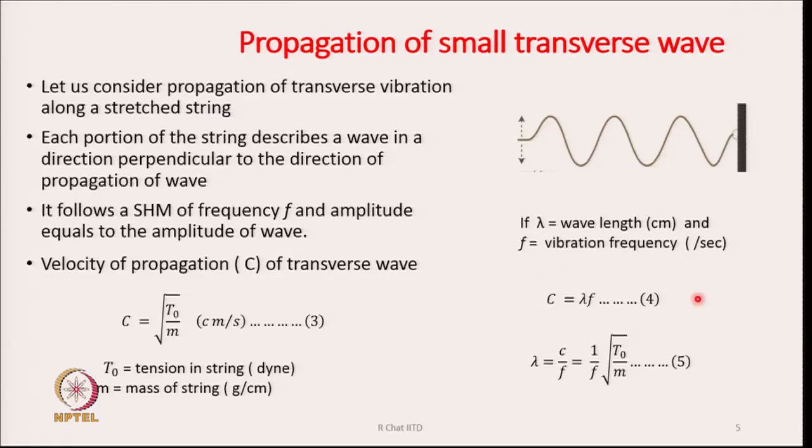Now, for a typical wave, the velocity of propagation of the wave is also written as c equals lambda into f, where lambda is the wavelength and f is the frequency. Therefore, we can write lambda equals c by f, where if we take the value of c from equation 3 and put it in, we get lambda equals 1 upon f root over T0 by m. So, that gives you the wavelength of the wave. The wavelength is a function of the frequency, the tension and the mass per unit length of the yarn.